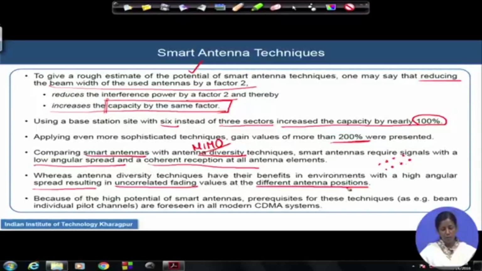One relies on the uncorrelation of the fading, because of which the gain comes. The other relies on the low angular spread and the coherent reception, because of which the gain comes. And because of this high potential of smart antennas, the prerequisites for these techniques, for example the beam individual pilot channels, are foreseen for modern CDMA systems.